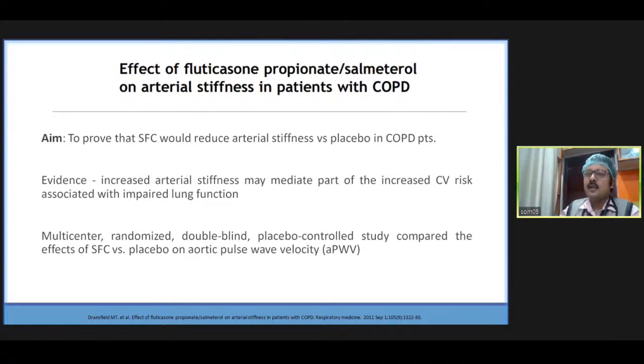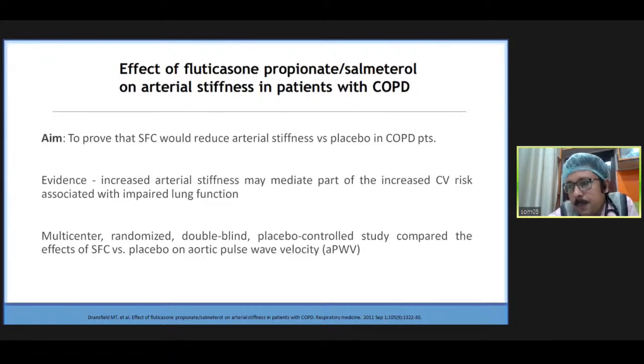See, in persistently high eosinophil count, along with LABA plus ICS, if the patient is having attacks, more than two or three attacks, then we may increase the dose of inhaled corticosteroid. And we know that oral steroids are not indicated for the chronic management, but in many cases, in our day-to-day practice, we have seen that we have to add oral steroid for a few days.